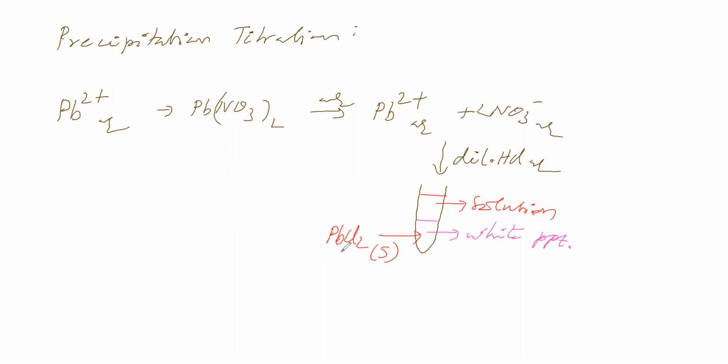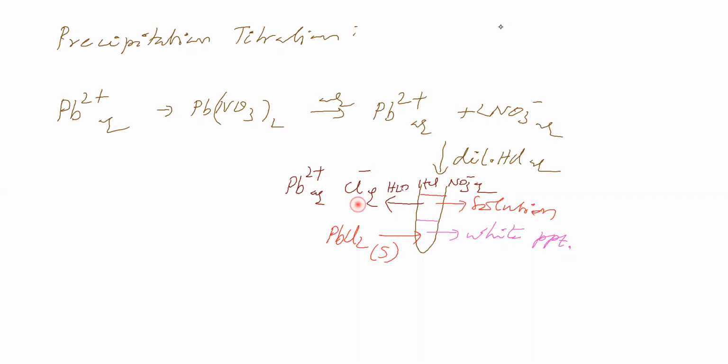Above this white precipitate, what is there? Solution is there. In this solution, Pb2+ aqueous and Cl- aqueous will be there, and water molecules, and remaining HCl molecules and nitrate ions will be there. Now the precipitate is PbCl2, and the solution contains Pb2+ and Cl-.